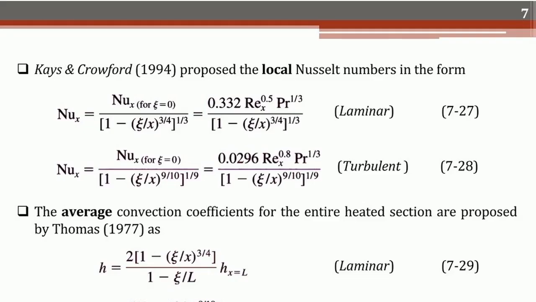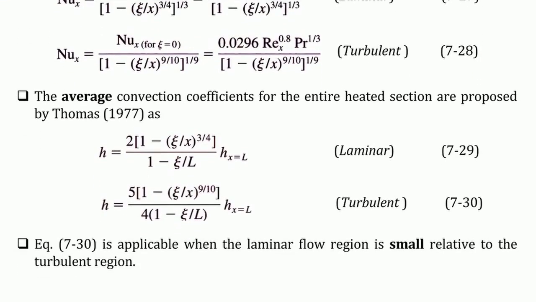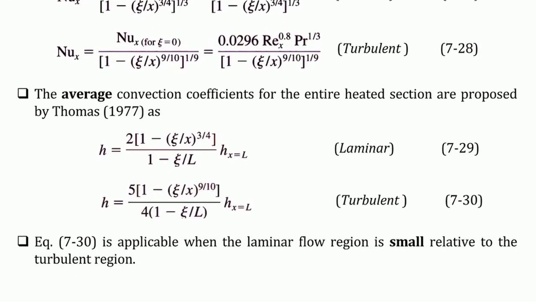As a final step, you must clarify your end goal. The equations we used so far, 7-27 and 7-28, provide the local Nusselt number for one specific point. If your design requires evaluating the total heat dissipated across the entire heated surface, you must use equation 7-29 or 7-30 to find the average convection coefficient.